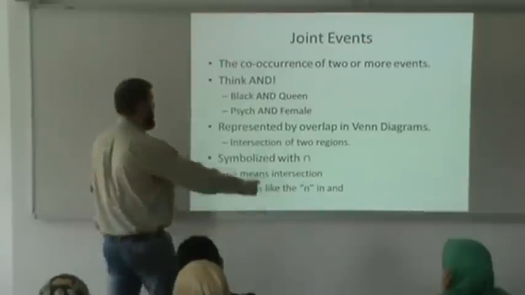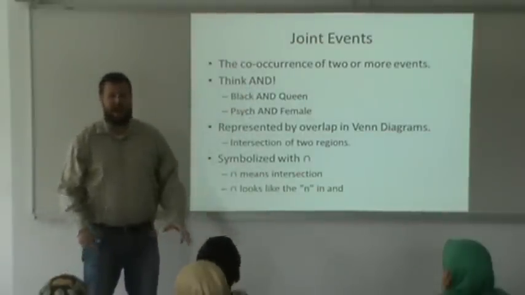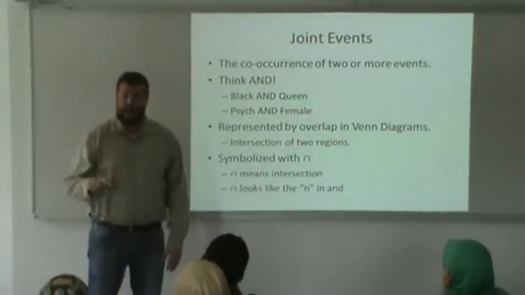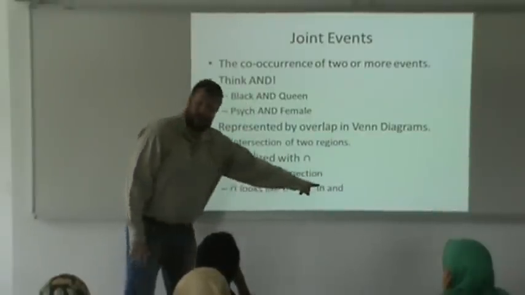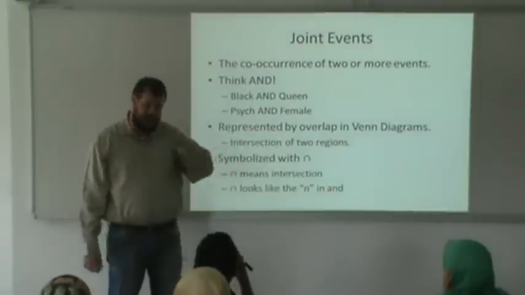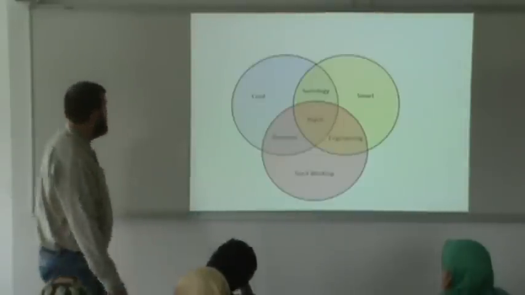And you can think about "and." The word "and" also has an N in it. If you spell it with a small n, that looks like that. So when you see this, think "and." It's an intersection. So we have our people.